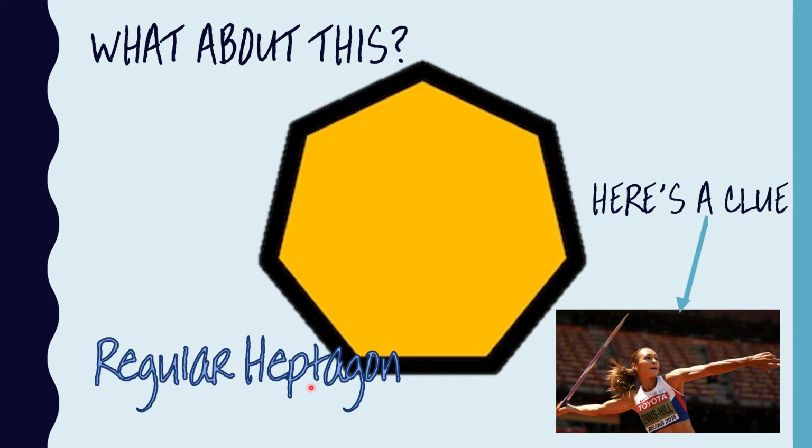So hept. And when we've got a shape of more than 4 sides, so 5, 6, 7, 8, 9 or 10, the word will end in agon. So we've got hept for 7 and agon because it's more than 4 sides. It's a regular heptagon because it's got the same length sides and the same size angles.